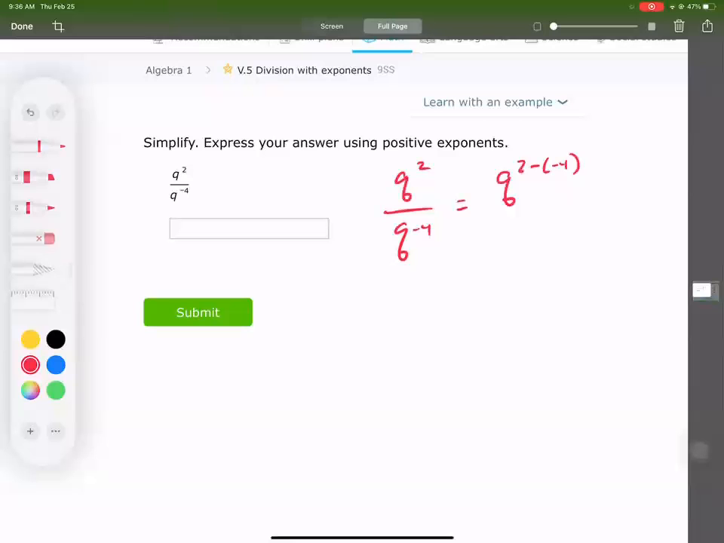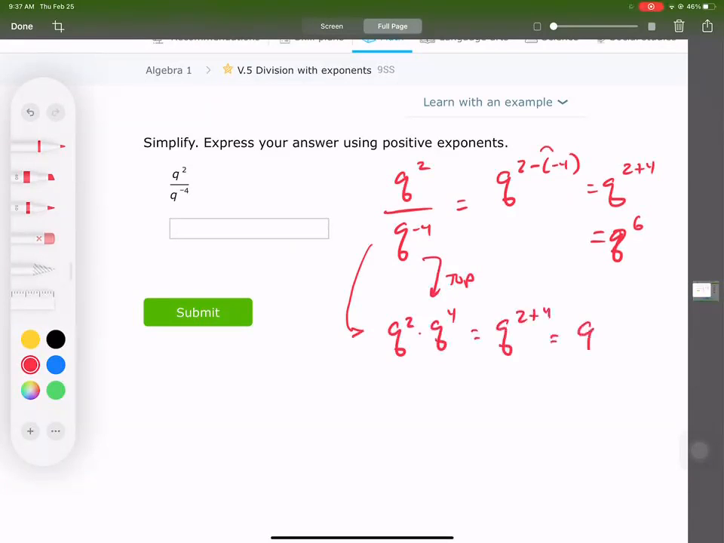Okay, take a look here. I just wrote it with a minus sign. Negative, negative become a positive. This is really q to the 2 plus 4, which is q to the 6th power. But if I want to actually do this a different way, not using the rule, what do we do with negative exponents? Does the negative 4 really belong on the bottom? It really belongs on the top. q squared times q to the 4th, because I moved it to the top.